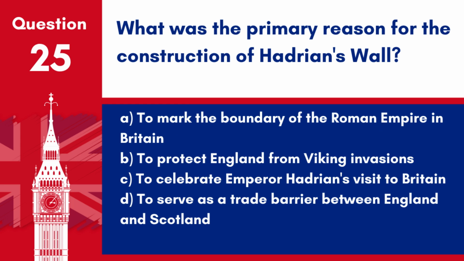Question 25. What was the primary reason for the construction of Hadrian's Wall? A. To mark the boundary of the Roman Empire in Britain. B. To protect England from Viking invasions. C. To celebrate Emperor Hadrian's visit to Britain. D. To serve as a trade barrier between England and Scotland. Answer A. To mark the boundary of the Roman Empire in Britain. Hadrian's Wall was built to denote the northern limit of Roman Britain and to protect the empire from the Picts.